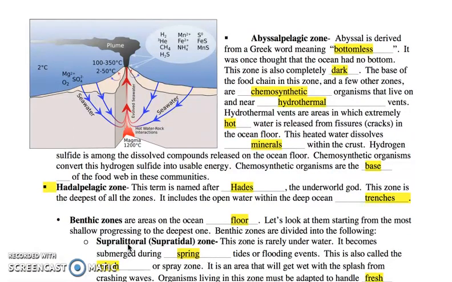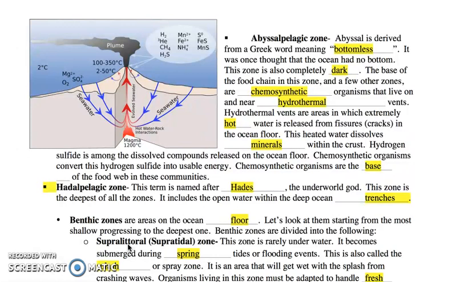Okay, the next layer down is the abyssal pelagic. Abyssal is a word coming from a Greek word meaning bottomless. It was once thought that the ocean had no bottom until they lowered cables and they finally realized that yes, in fact, there was a bottom. But this is where the word originally came from. There was no bottom. This zone is completely dark.